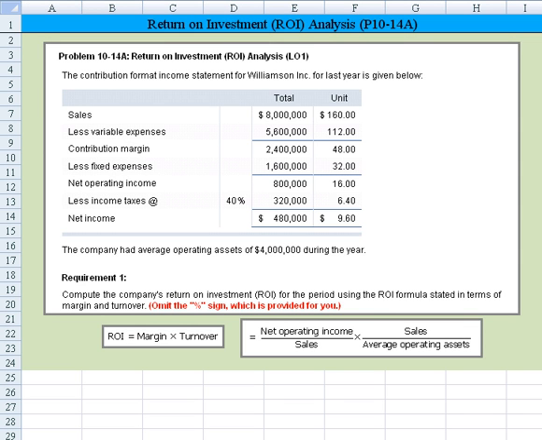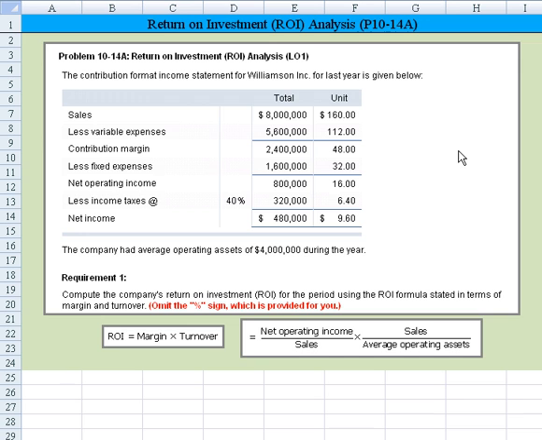Okay, let's take a look at this return on investment analysis problem, problem 10-14A. On the screen to the left of where I'm moving the mouse, you have a contribution format income statement for Williamson for last year. And the company had average operating assets of $4 million during the year. And there's a number of requirements that we need to address.